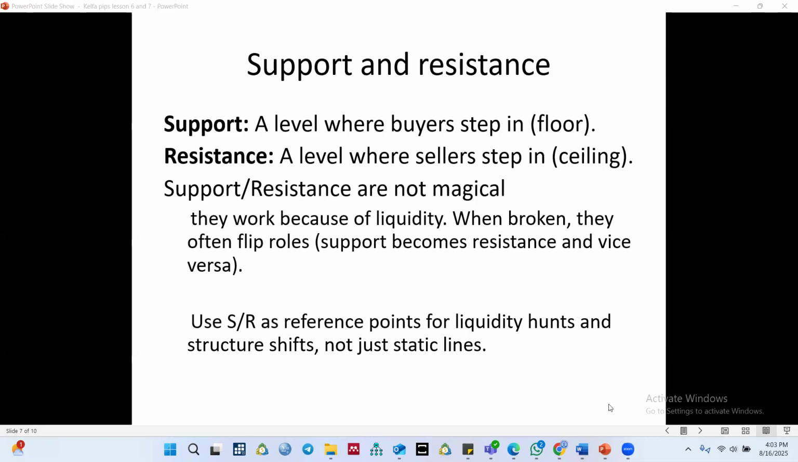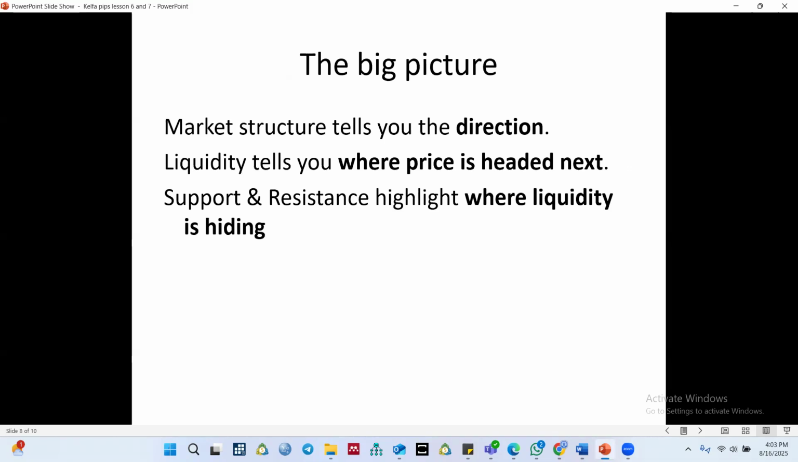Okay. So if you don't understand anything, please let me know. So let's put all together our review on market structure, liquidity, and then support and resistance. So market structure tells you the direction. Market structure tells you the direction of the market.